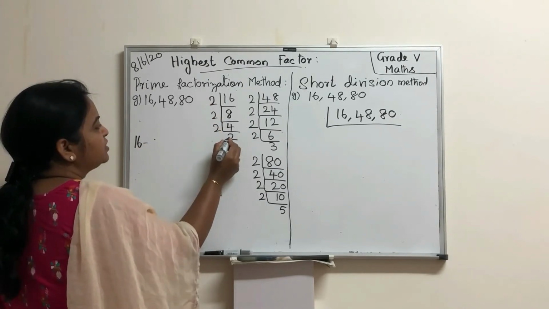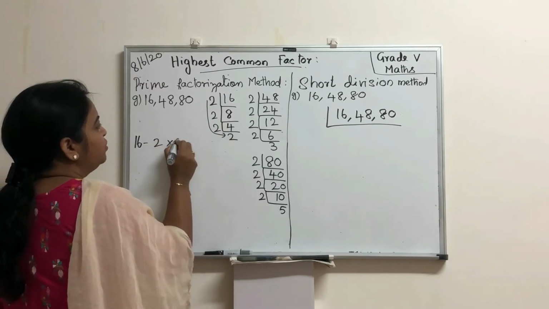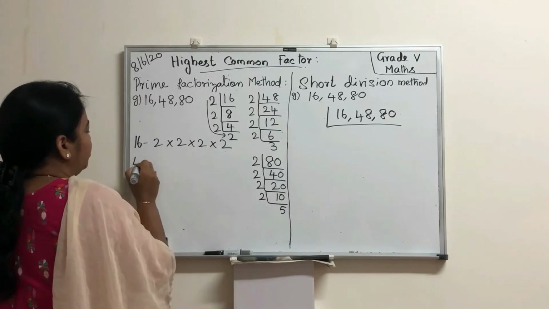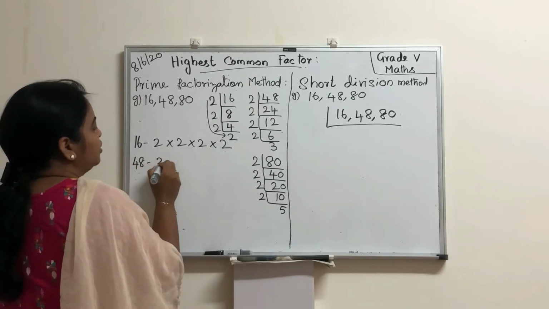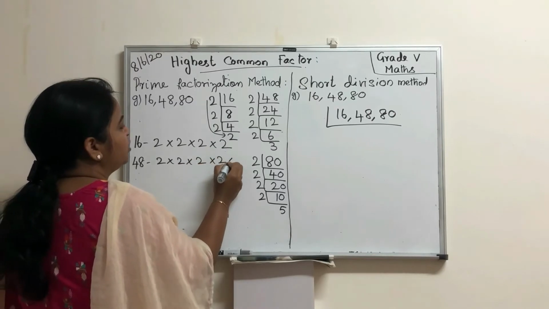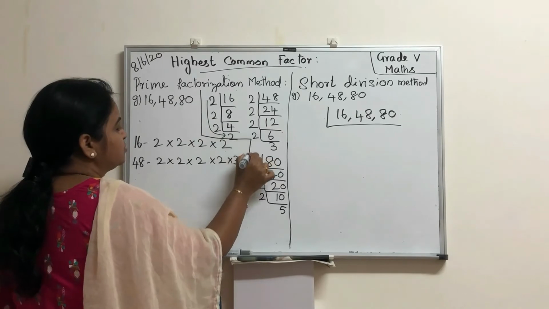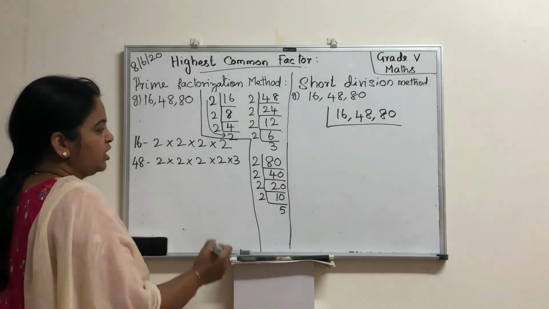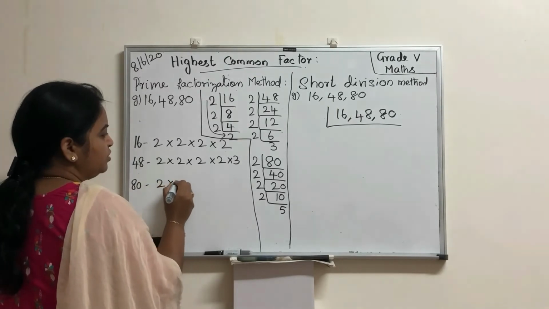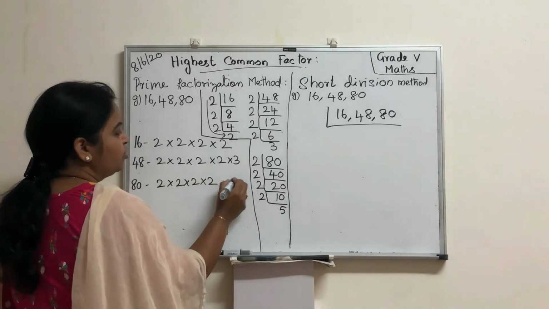What are the factors of 16? All the numbers we are going to write. 2 into 2 into 2 into 2. 48: 2 into 2 into 2 into 2 into 3. Okay. What are the factors of 80? 2 into 2 into 2 into 2 into 5.